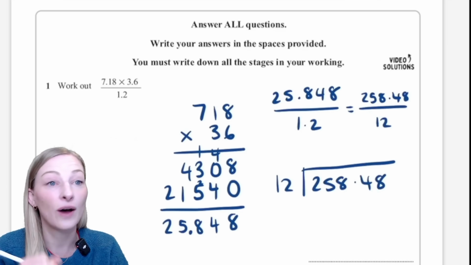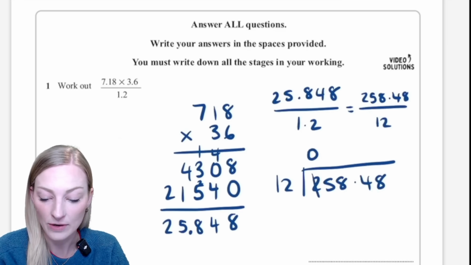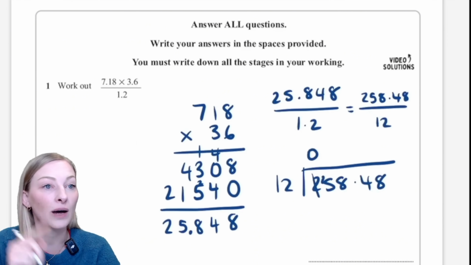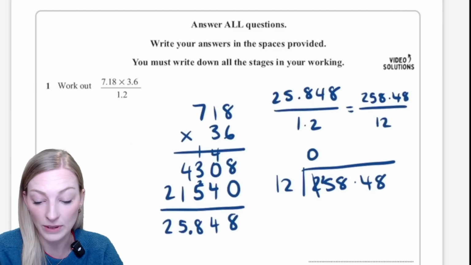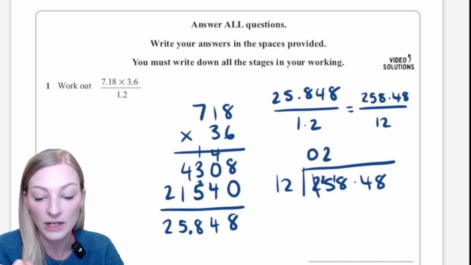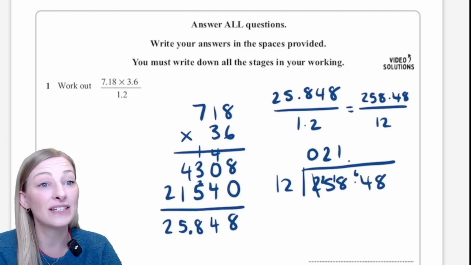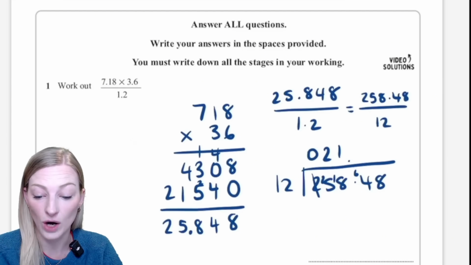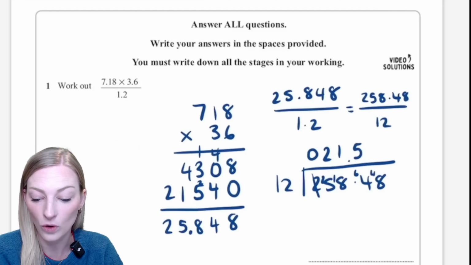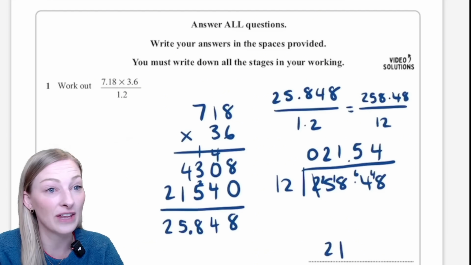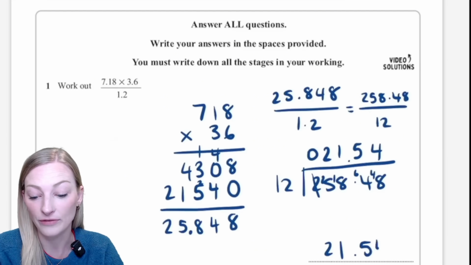258.48. How many 12s go into 2? 0. So we haven't used either of those 2 up, so carry it over. 12 into 25 goes twice, remainder 1. 12 into 18 goes once, remainder 6. 12 into 64 goes 5 times, that's 60, remainder 4. And 12 into 48 goes 4 times. So our answer for that one is 21.54.